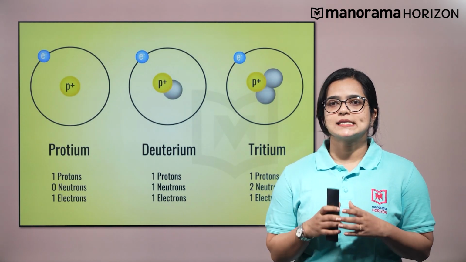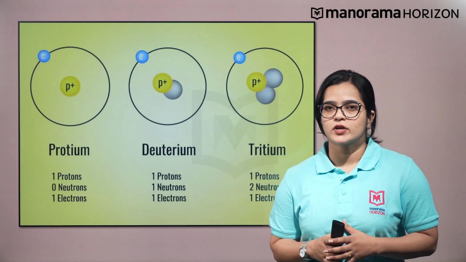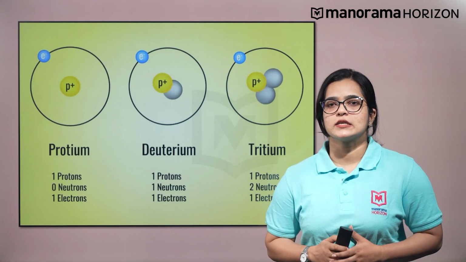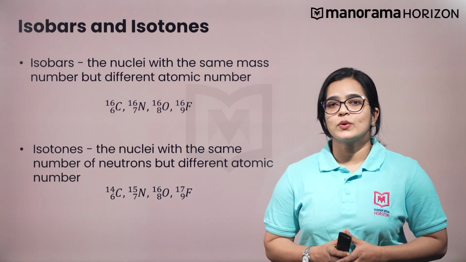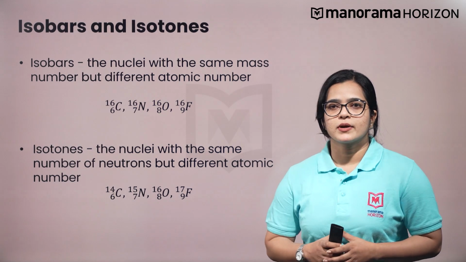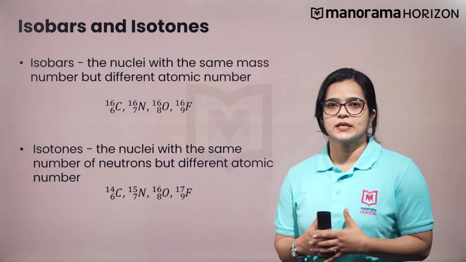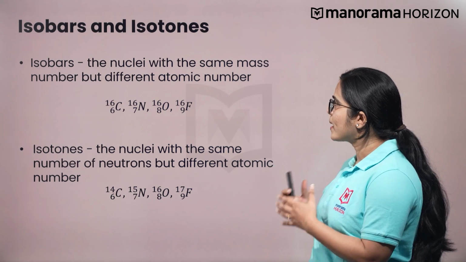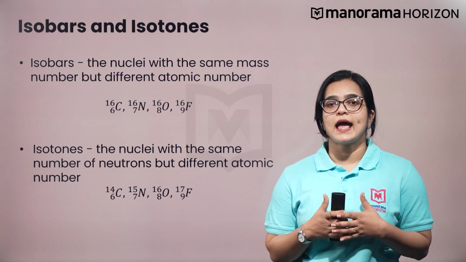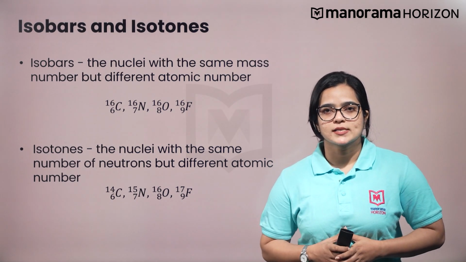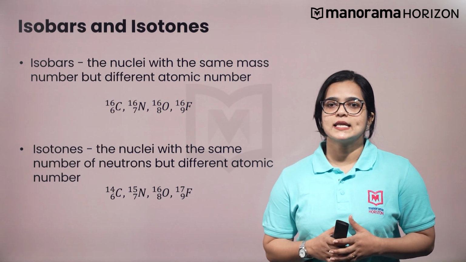We already know that as the atoms of isotopes have identical electronic structure, they will have identical chemical behavior also, and therefore these are placed in the same location in the periodic table. Similarly, isobars are the elements or nuclei with the same mass number but different atomic number, and isotones are the elements with the same number of neutrons but different atomic number. Some of the examples of isobars and isotones are shown here.